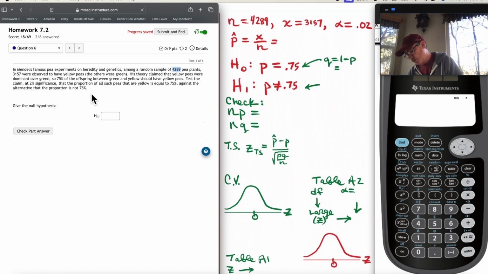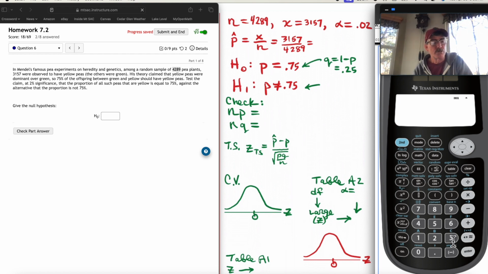Let's see here with Q, we can go ahead and do our Q here. That's 1 minus P, so the complement of 75% is 25%, 0.25. We'll need that. We'll need our P hat value, so that's X over N, 3157 over 4289. So let's see how that comes out. So 3157 out of 4289.